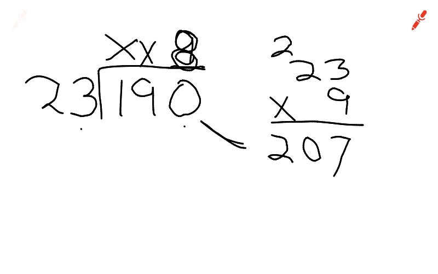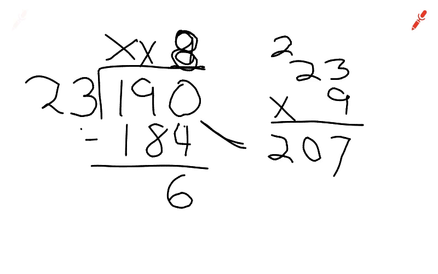And it looks messy up here. Make it neater on your paper. And when we do 8 times 23, then we get 184. Subtract, we have 6. And so our answer is 8, remainder 6.